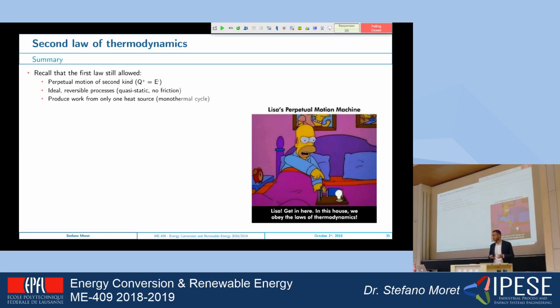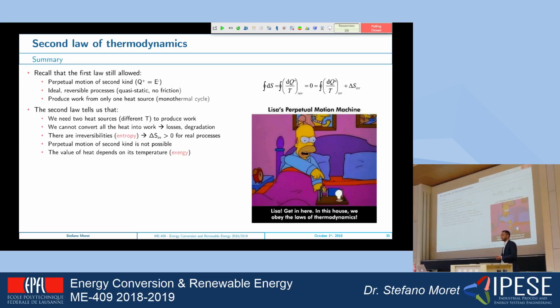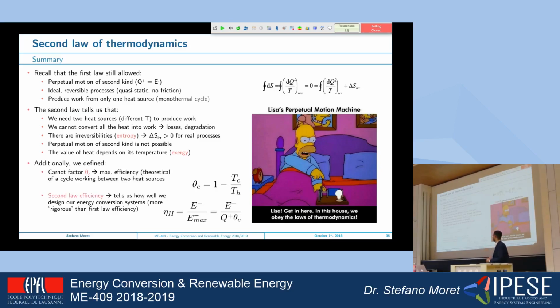In the second law of thermodynamics, you remember that I was telling you before, with the first law we could still have perpetual motion of the second kind, so we could still convert all the mechanical work into heat. The second law tells us that in the real world there are irreversibilities. Entropy increases, so we cannot have perpetual motion of the second kind. And if we want to generate work, we need to have two heat sources at different temperatures, and we will not be able to convert the heat entirely into work.